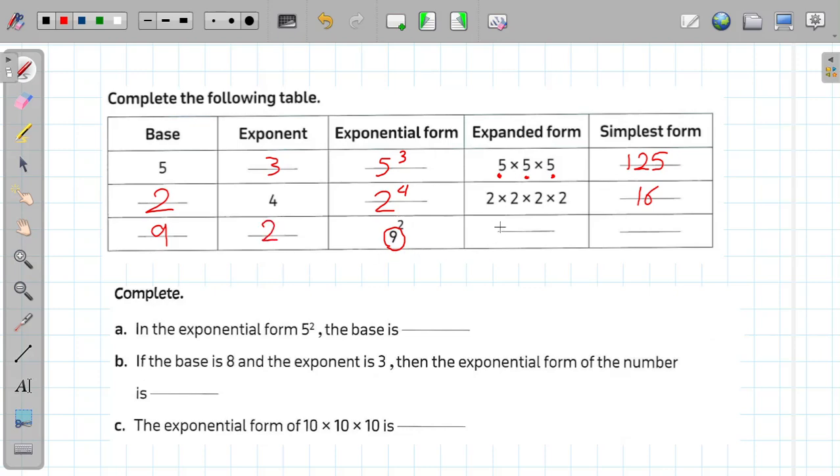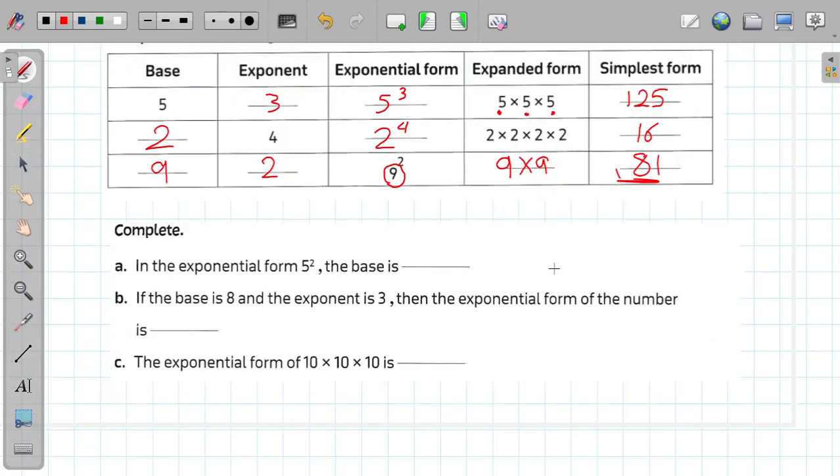Next, I have the expanded form. I repeated 9 two times, so it will be 9 by 9. Okay, next I want to calculate 9 by 9 equals what? It will be 81. So the simplest form is 81.